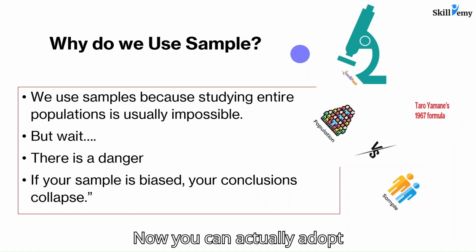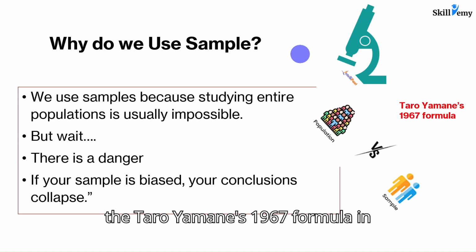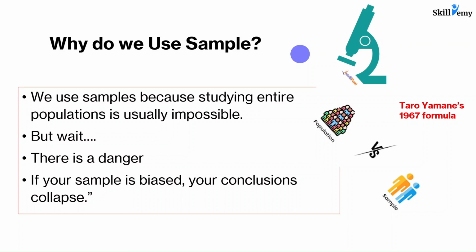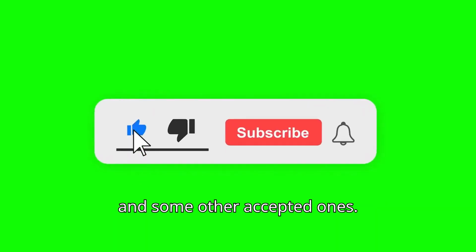You can actually adopt the Taro Yamane 1967 formula in calculating your sample size. There are other ones like Cochran's and some other accepted ones.